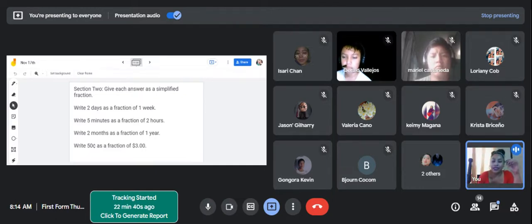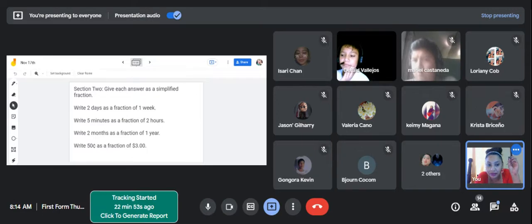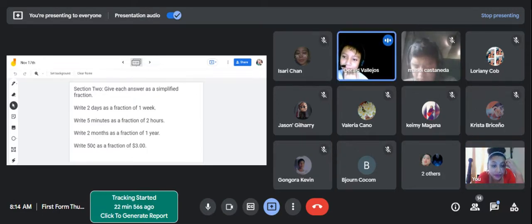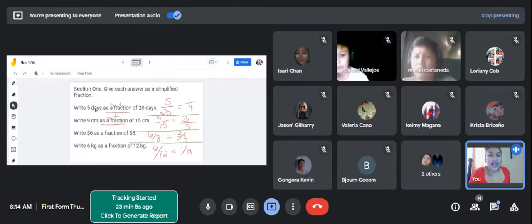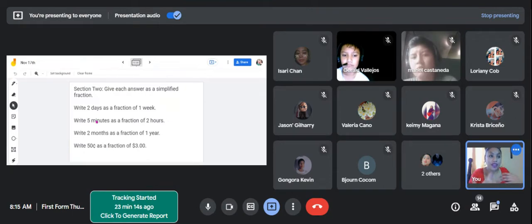Let's read the first one, and it says, write 2 days as a fraction of 1 week. What is different in this sentence than in the previous sentence? Which is 7 days. Okay, very good. Let's look at the previous questions. This one had days and days, centimeters, centimeters, dollars, dollars, kilograms, kilograms. They were talking about the same thing. In this one, they're talking about different things, but that are related. Like, for example, days and weeks, minutes and hours, months and years, cents and dollars.